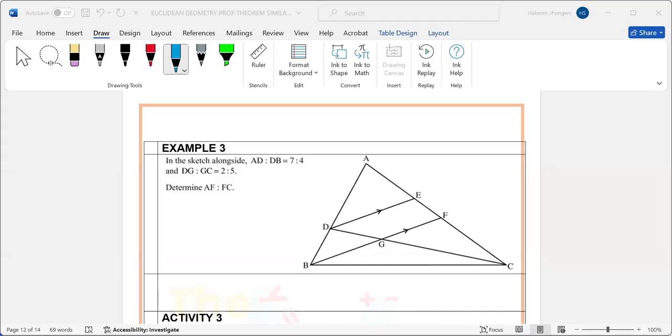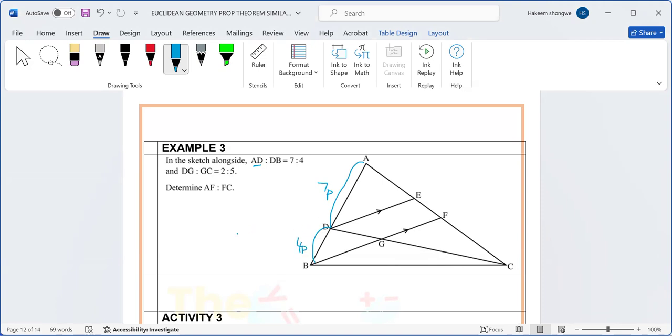Say in the sketch alongside you have AD. Let's go and check AD. So you have from A to D, which is 7p, which is 7 parts. Right? Is to what? Is to BD, which is 4 parts. Everyone is happy with that one.